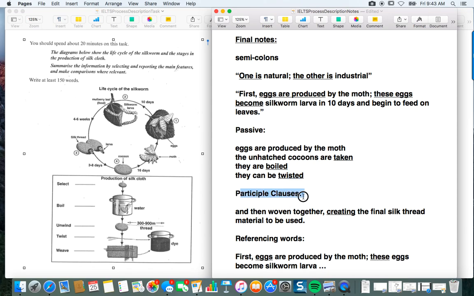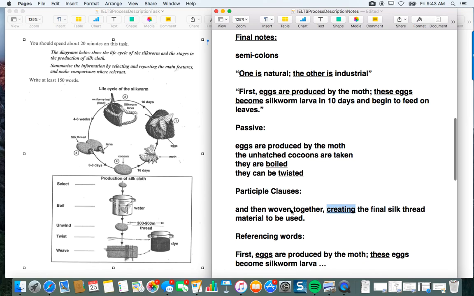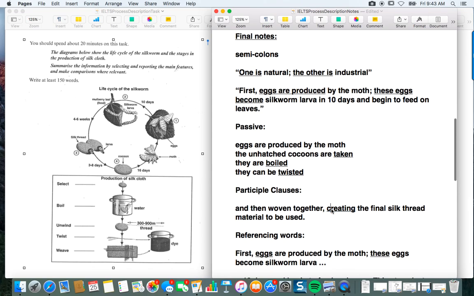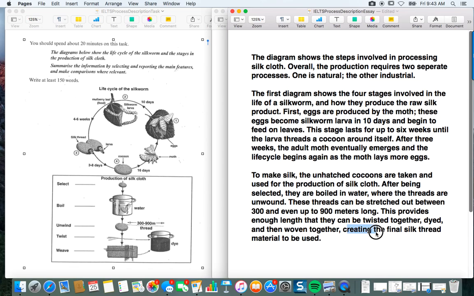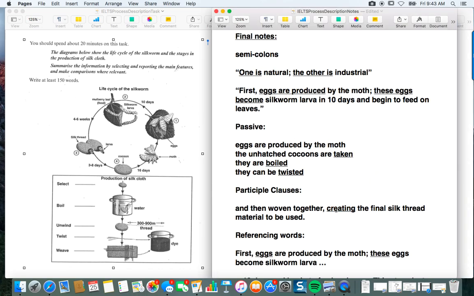Finally, important is participle clauses. If you look at some of the other videos I've made, I use them a lot more, but these are really useful. They're taken and woven together, which creates the final silk material. They can be twisted together, which creates the final silk thread. So look these up. Participle clauses are wonderful. They will help you to write more efficiently, and with better cohesion and less vocabulary. So you can say more with less.